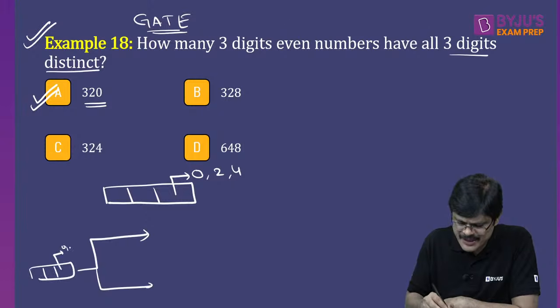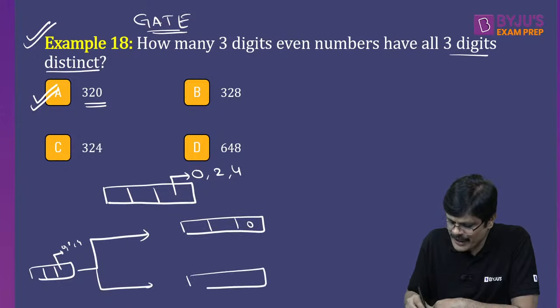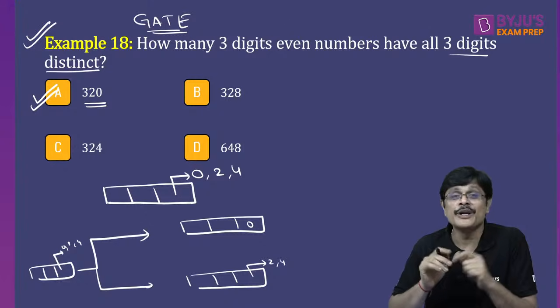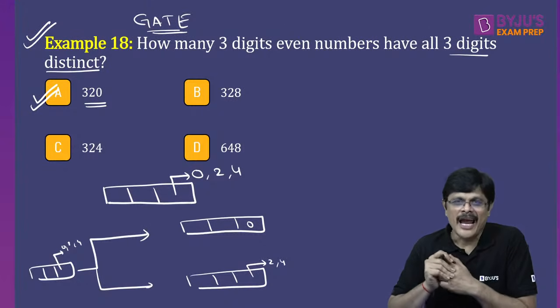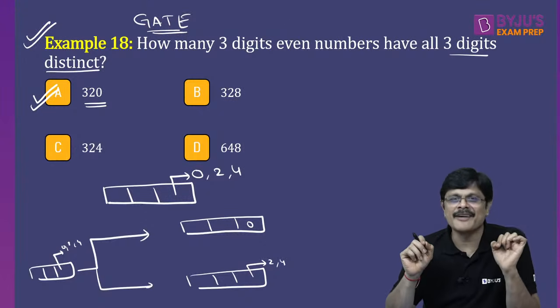Even means ending with 0, 2, 4. But when it is ending with 0 or when it is ending with 2, 4, the situations are not the same. You need to understand this. And that is the twist in this particular problem, my dear friends.